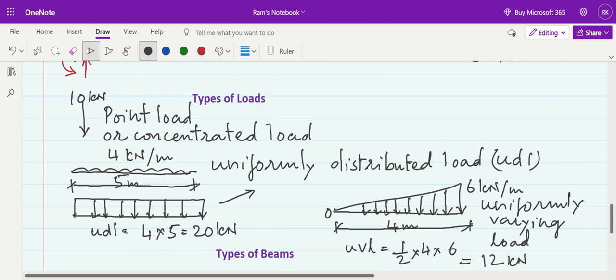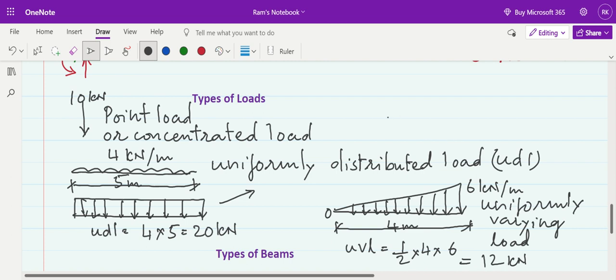But instead of being concentrated at one point, this uniformly varying load is changing uniformly from 0 kilonewton per meter to 6 kilonewton per meter across a length of 4 meters. But the total effect of this uniformly varying load is nothing but the area of this triangle. Similarly, the total effect of this uniformly distributed load is nothing but the area of the rectangle. So we can say if a geometric figure is considered as a load on the particular beam, the total effect of that particular load on the beam is nothing but the area of the geometric figure.